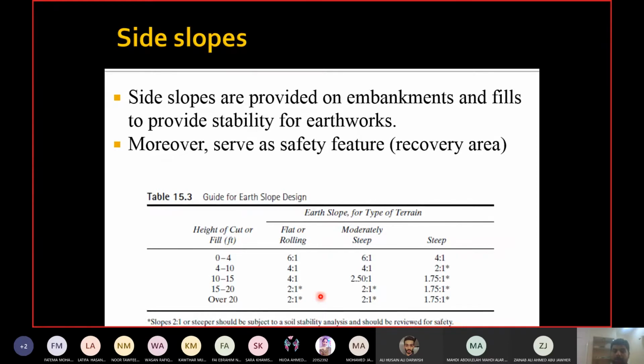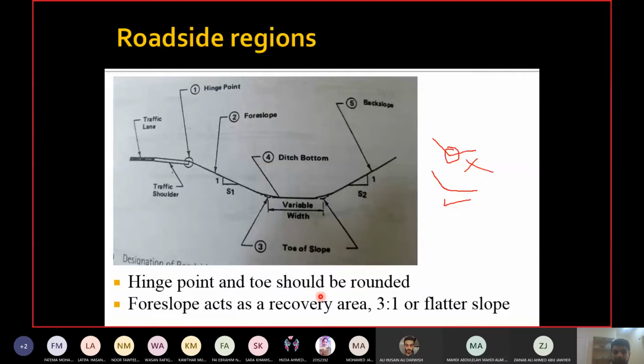Now let us look at how we provide the side slope. This is the way in which you provide the side slope. So you have the traffic lane, and then you have the shoulder, and you can see the difference in the gradient, the difference in the slope. The cross slope of the lane is something different than the shoulder.